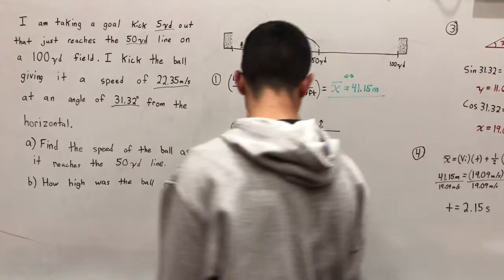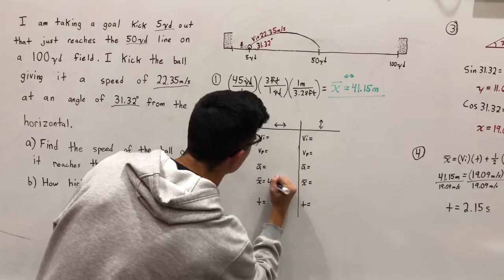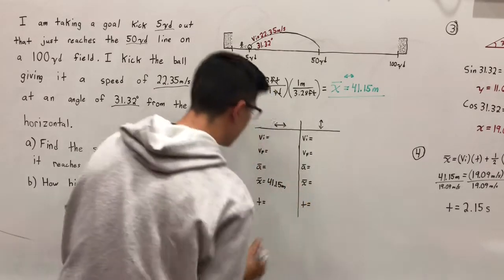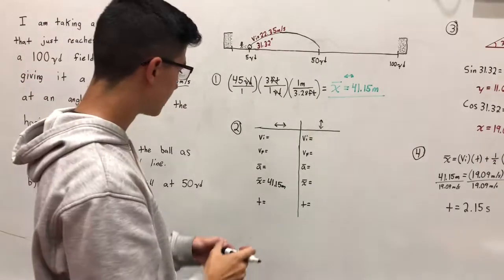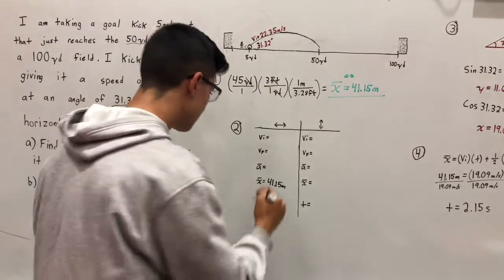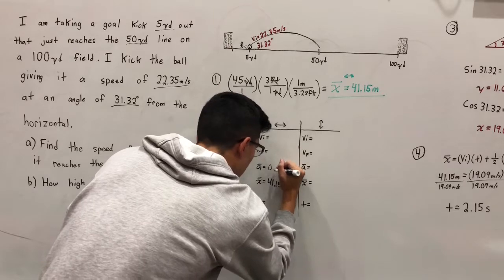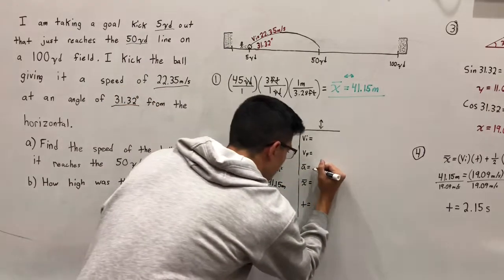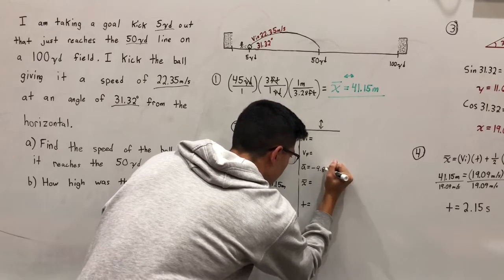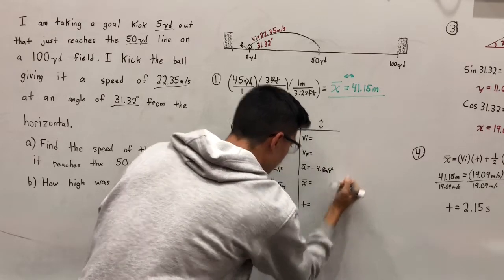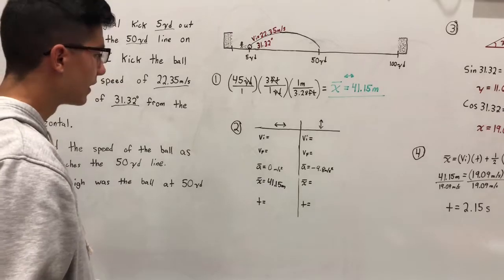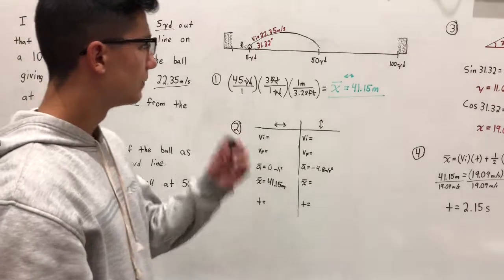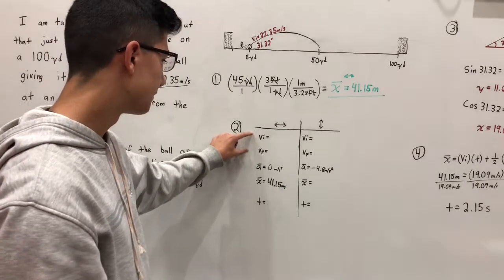So I'll just write that in. 41.15 meters. Some other info that we could fill out is that the horizontal acceleration is 0 meters a second squared, and also that the vertical is negative 9.8 meters a second squared. We can't really fill out anything else yet, so after we do step 3, then we could start filling out the initial and final.